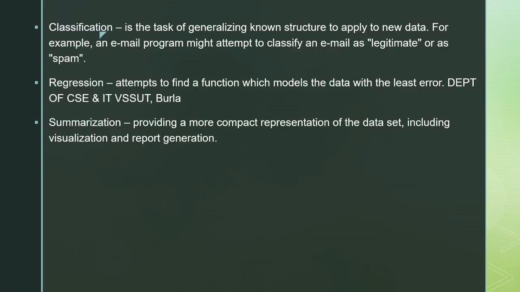Fourth one would be classification, the task of generalizing known structures to apply to new data. For example, an email program might attempt to classify an email as legitimate or as spam. So basically, we are classifying data with some predefined prerequisites. Regression attempts to find a function which models the data with the least error. Summarization, providing a more compact representation of the dataset, including visualization and report generation.